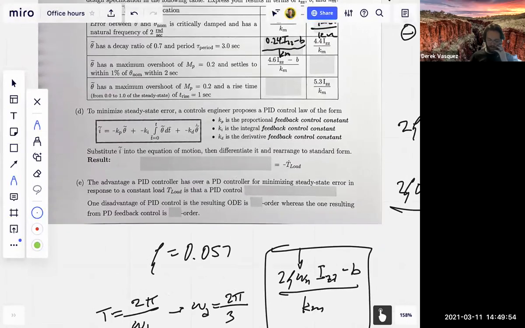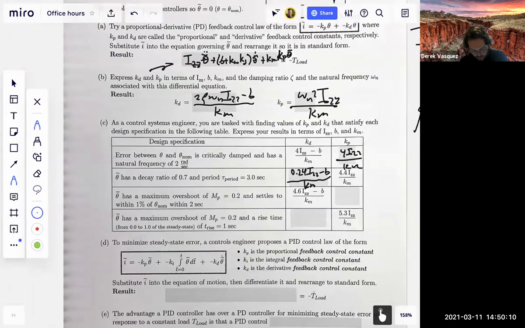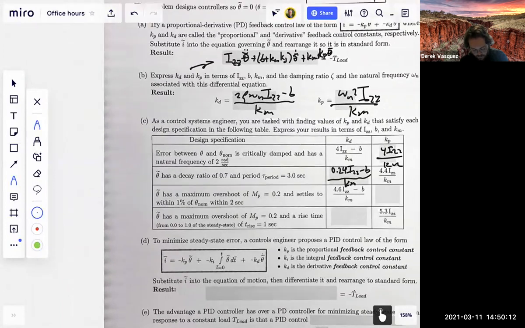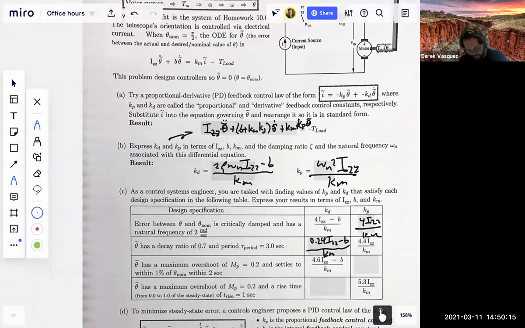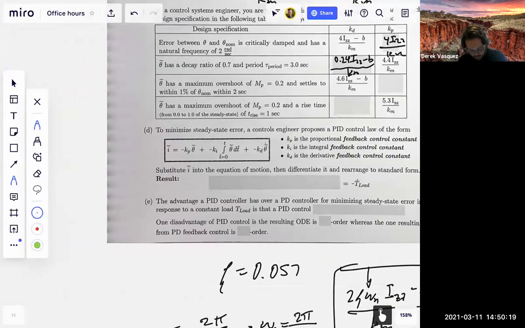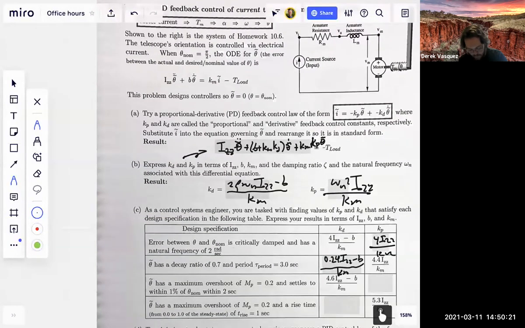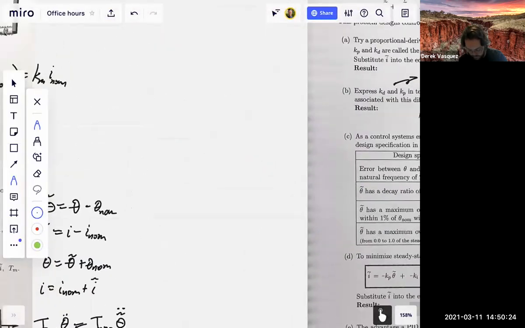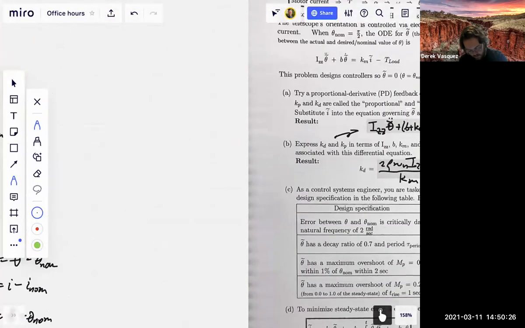Okay, so part D, to minimize steady state error, the controls engineer proposes a PID control law of that form. Substitute I tilde into the equation of motion, then differentiate it and rearrange to standard form. So we have our equation of motion up here. Similar process to what we did up above for part A. Let me go ahead and come over here to save space.